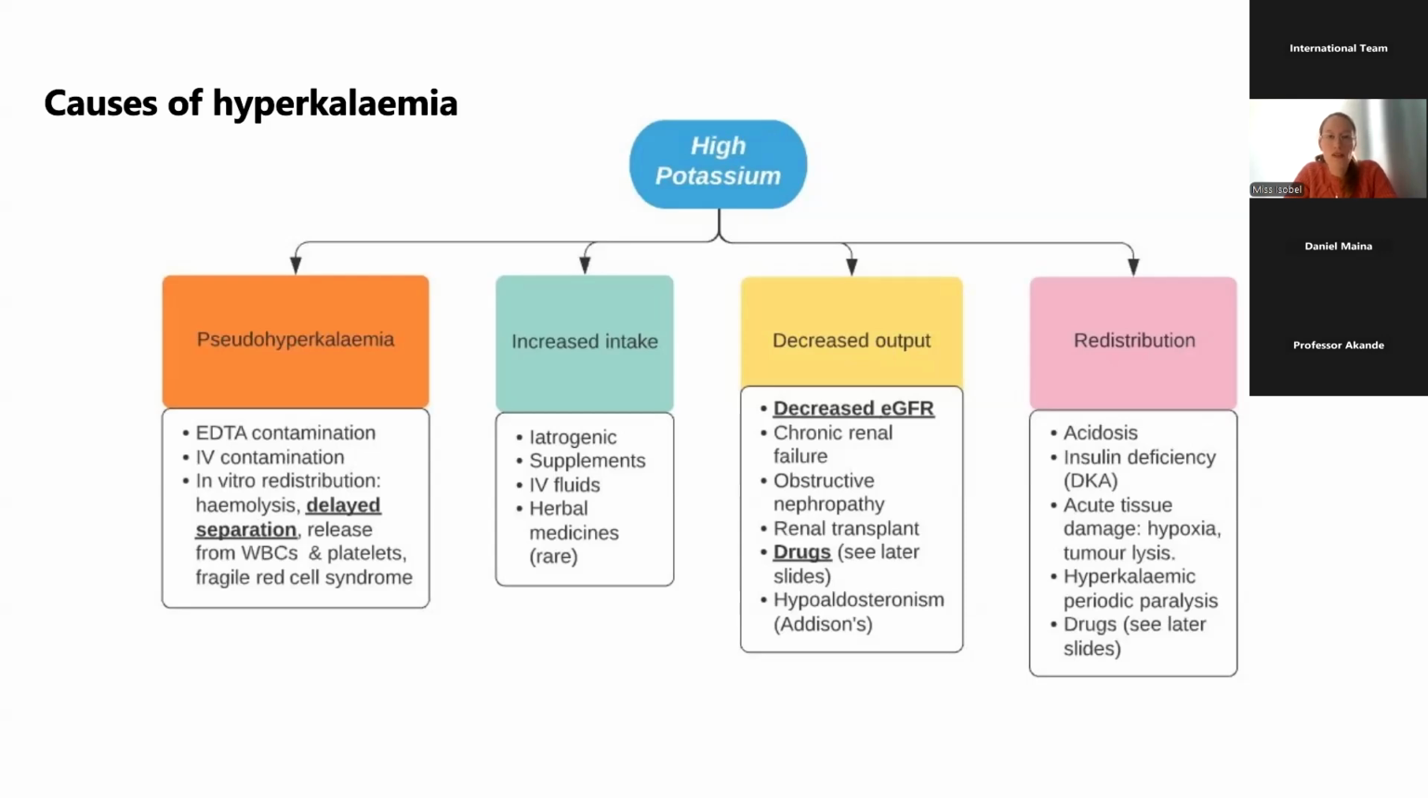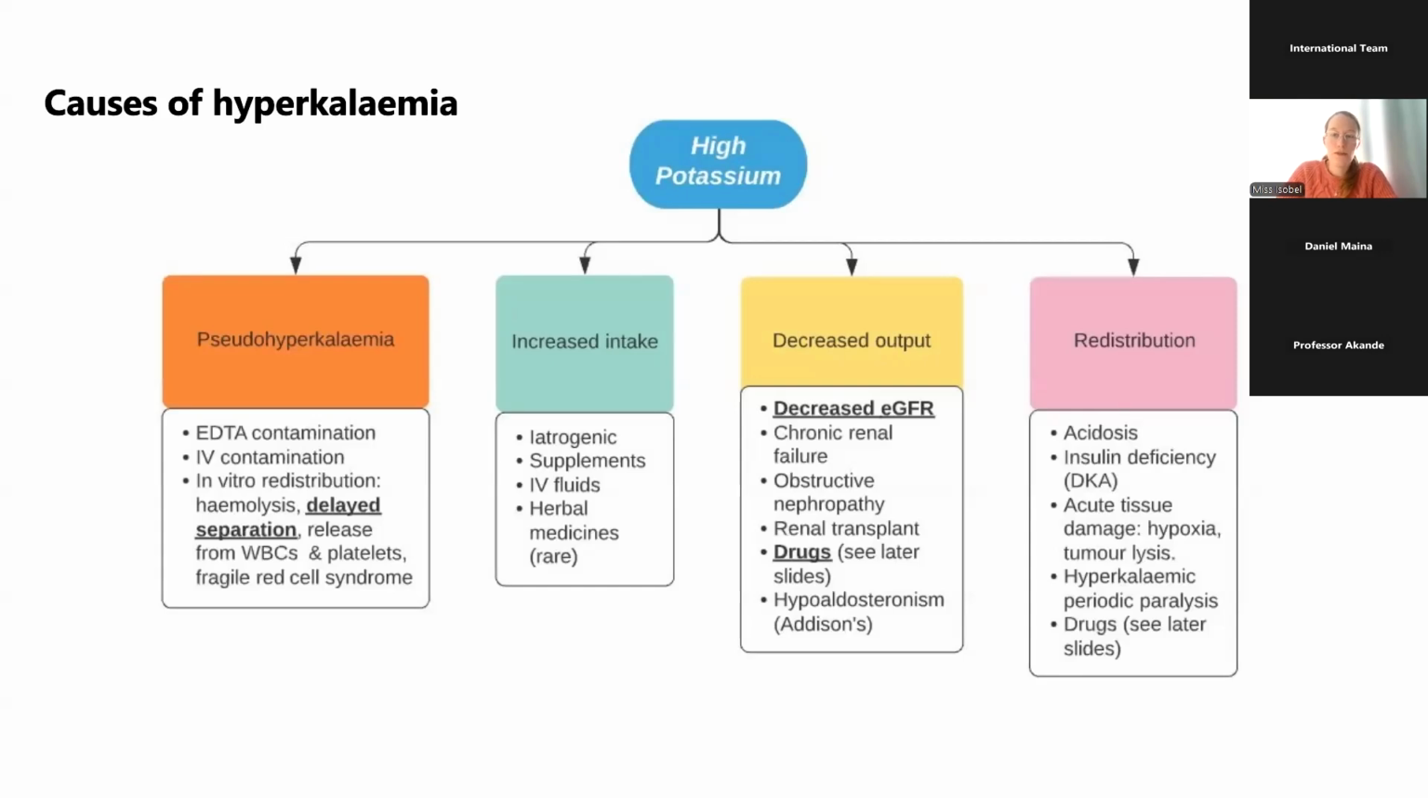Again, uncommonly, increased intake can occur. So iatrogenic, so possibly a drip, supplements, IV fluids, and herbal medicines. Again, this is rare, but it's something to look out for. Decreased output is probably the main cause of hyperkalemia. So decreased eGFR if the patient has renal problems and chronic renal failure, obstructive nephropathy, renal transplant, and drugs, which I've got more on in the next slide, and hypoaldosteronism, Addison's.